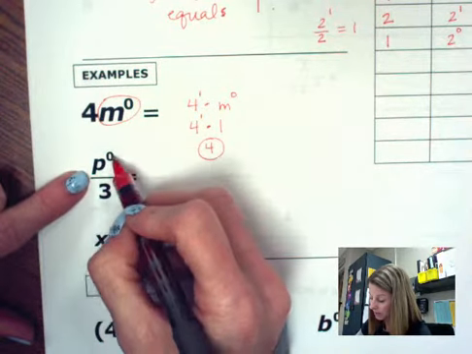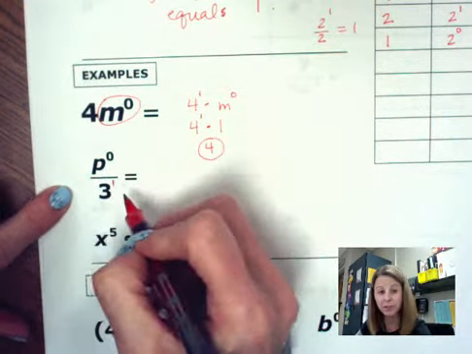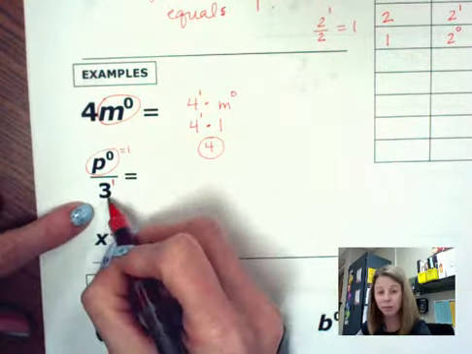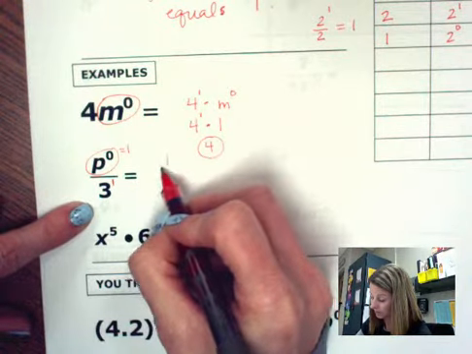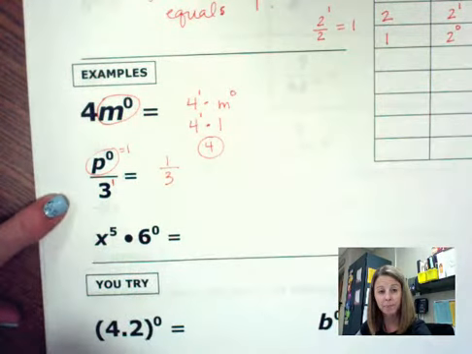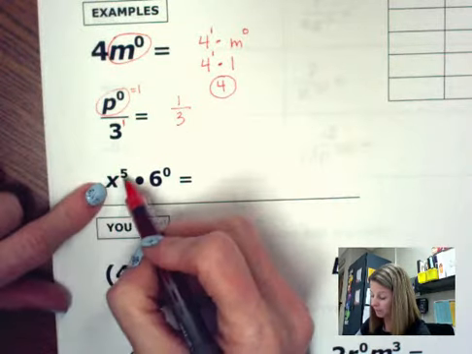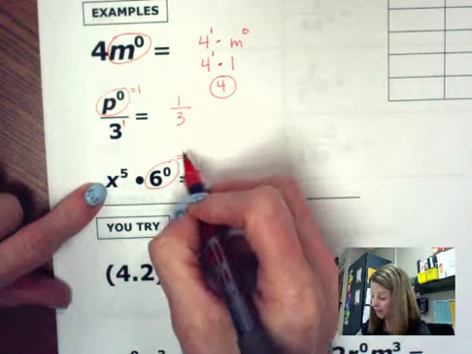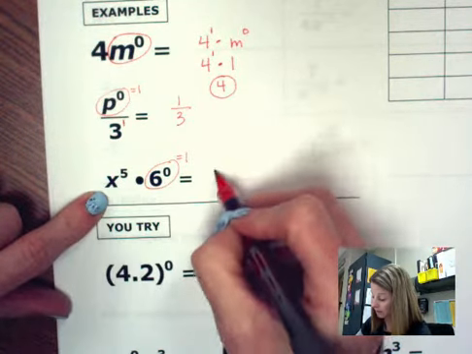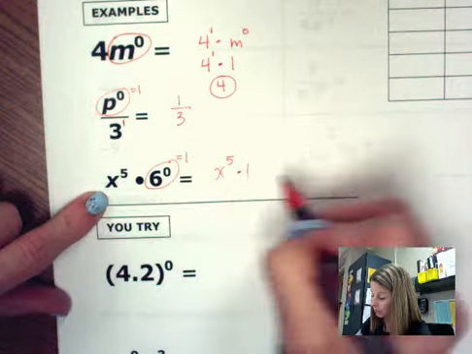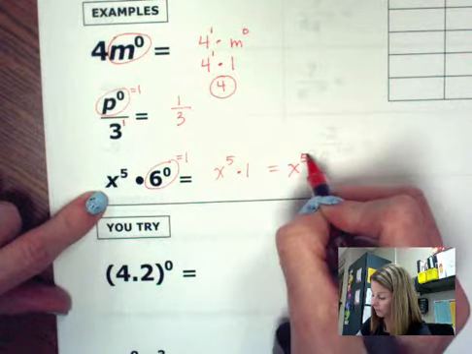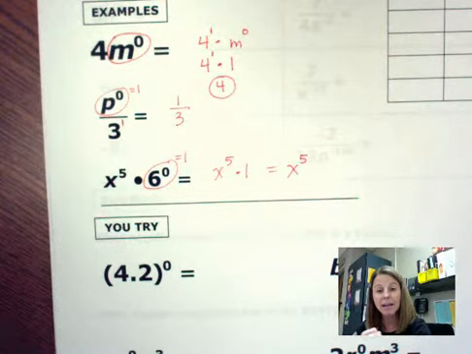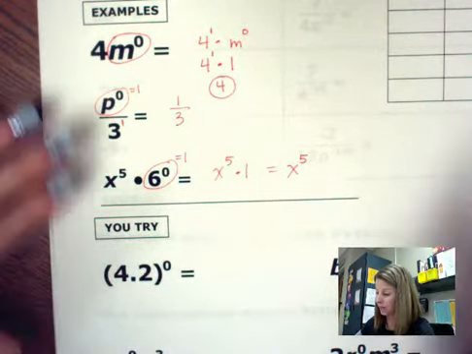Okay, same thing here. P to the 0 over 3 to the first. So p to the 0 power is equal to 1, but 3 to the first is just 3. So this turns out to be 1/3. Okay, next example, x to the 5th times 6 to the 0. 6 to the 0 is equal to 1, but x to the 5th is just x to the 5th. So this is x to the 5th times 1, which is really just x to the 5th. So be careful when you raise something to a 0 power. It's only that item next to the power of 0 that is going to be a 1.